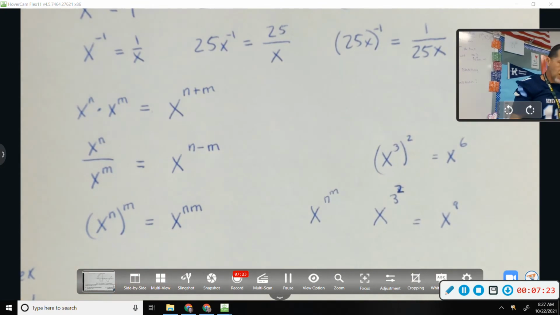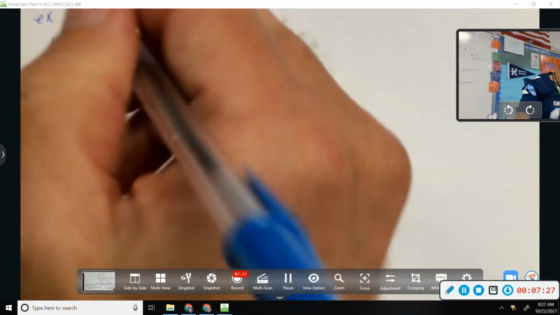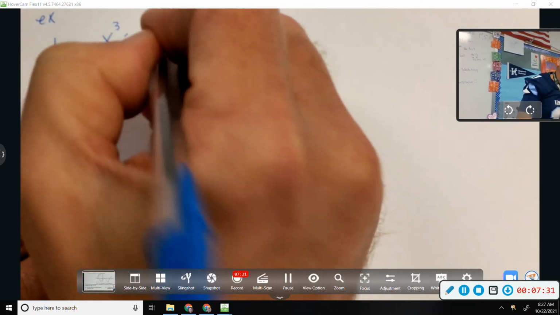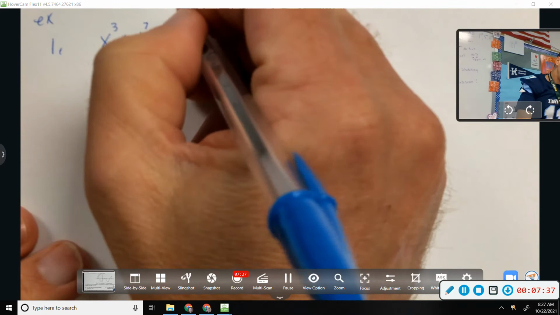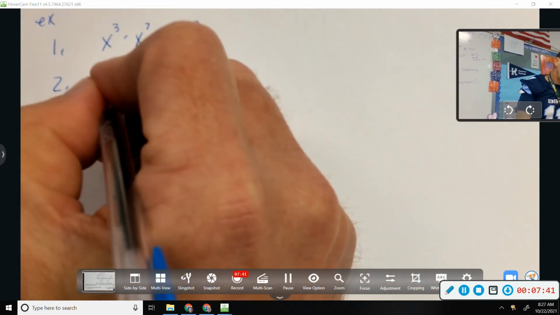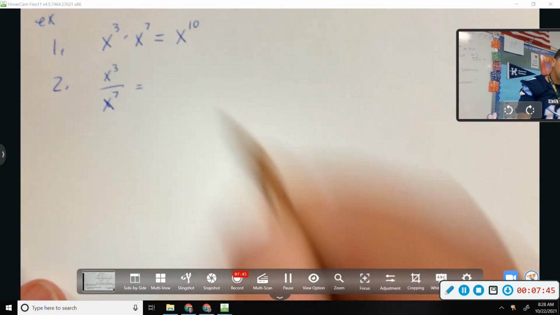So let's do some examples. You're going to start out easy and go from there. X cubed times x to the 7th is x to the 10th.